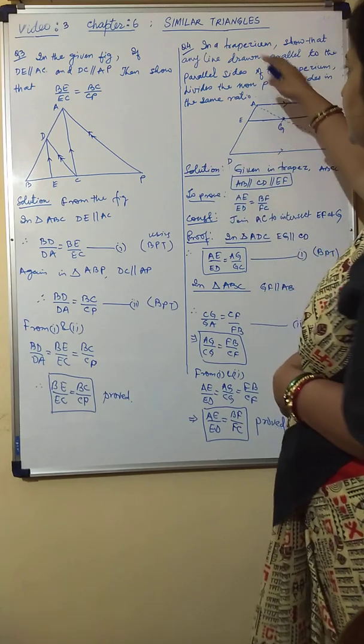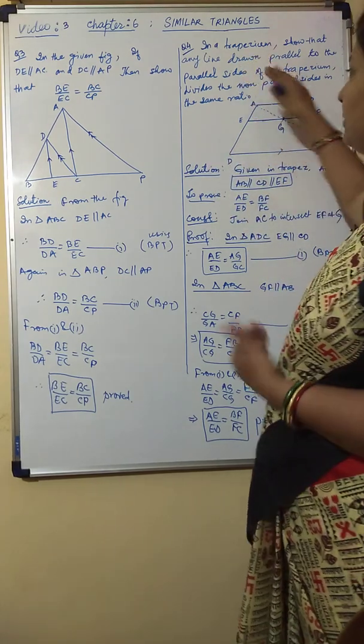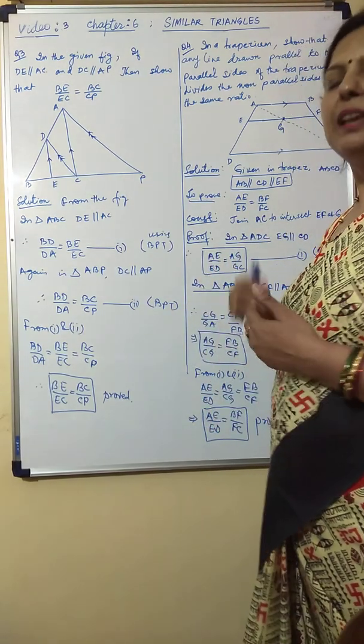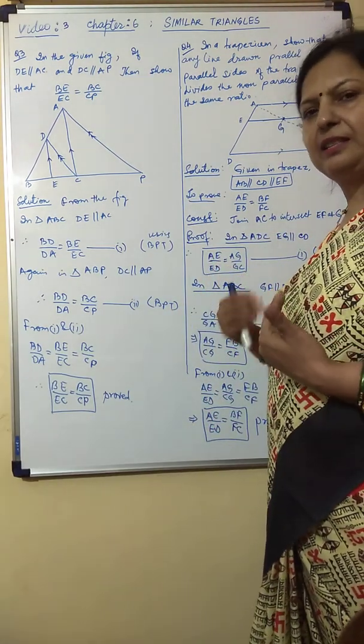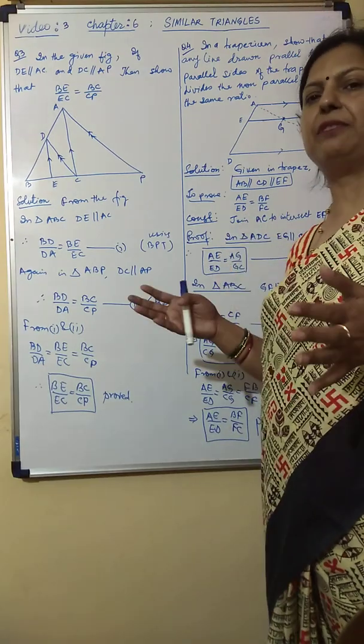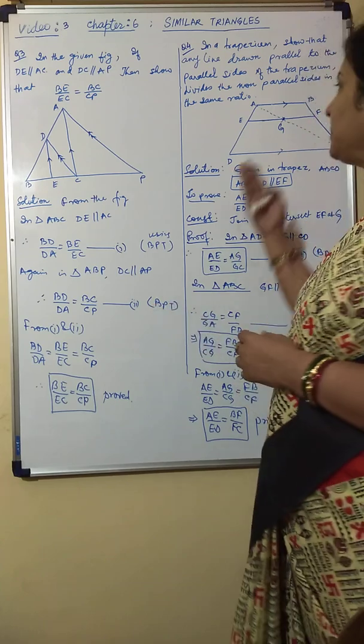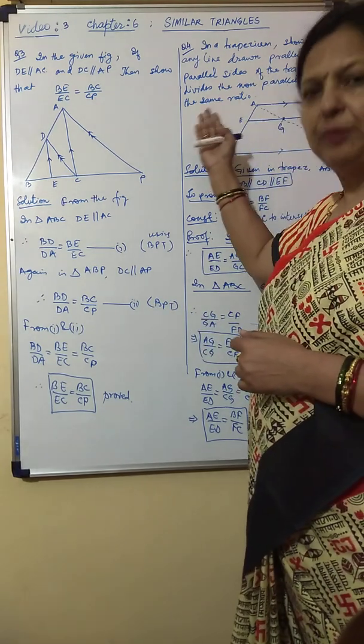Now basically this is a result also, which we will be further using in our different questions. That is, if a line is drawn parallel to the parallel sides of a trapezium, then it divides the non-parallel sides in the same ratio. You can use this later in the question, and this is one form of putting the same question.